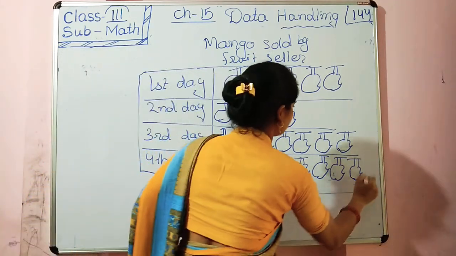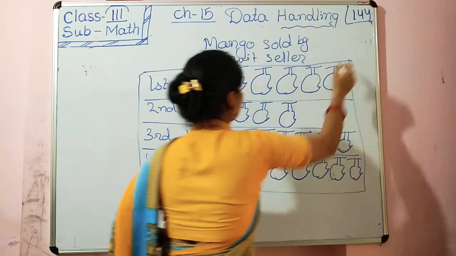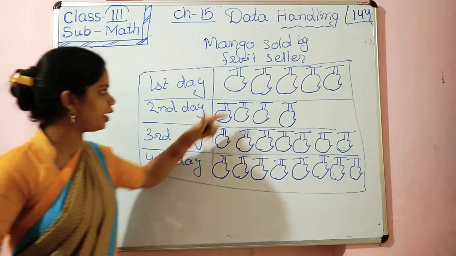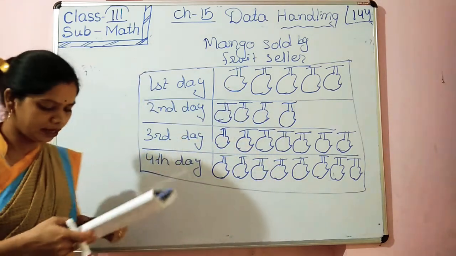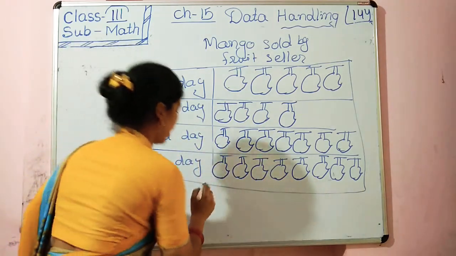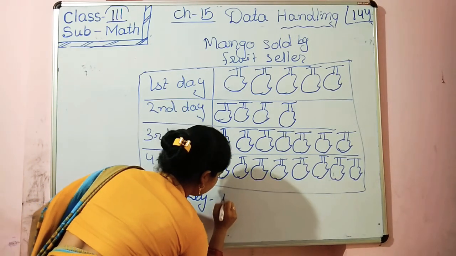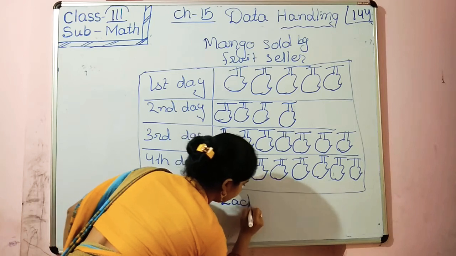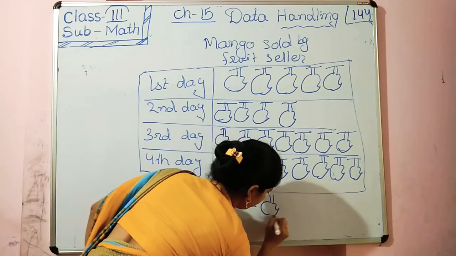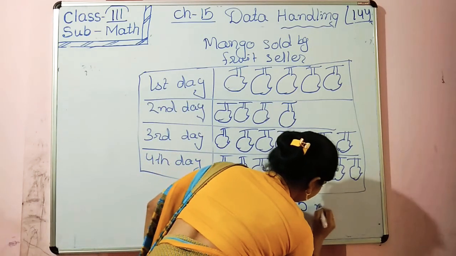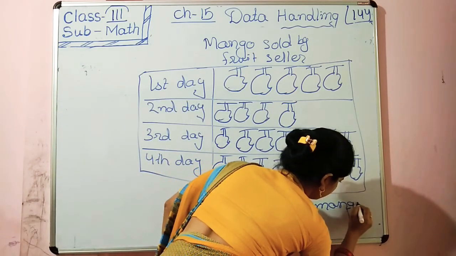This is the dates, 4 days. The fruit seller sells for 4 days. It is the label and it is the picture. देखो here each mango represents 5. Our key, it is the key. Okay, each mango represents, is equal to, five mangoes. Each mango represents 5 mangoes.